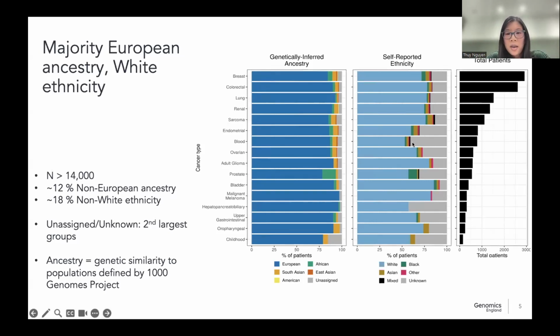So in the middle over here, again, you'll see another sea of blue, and this means that the composition of the cancer program is majority white ethnicity, self-reported ethnicity anyway. And we know that the UK as a whole is majority white ethnicity. What we wanted to know was whether the cohort had any under-recruiting of minority ethnicities into this cancer program.